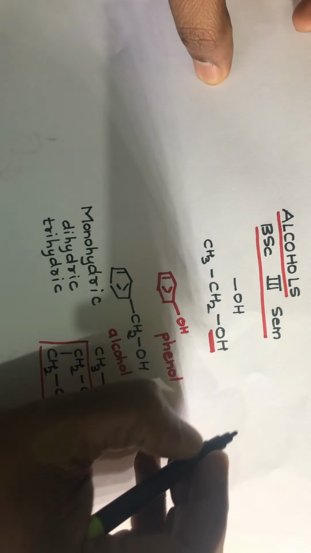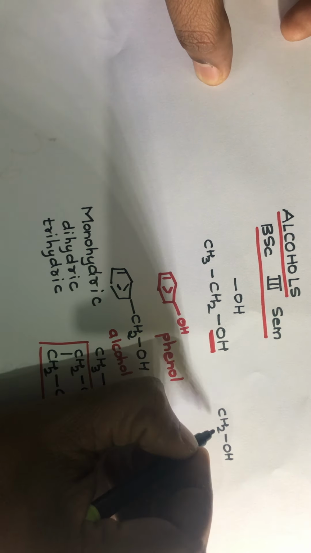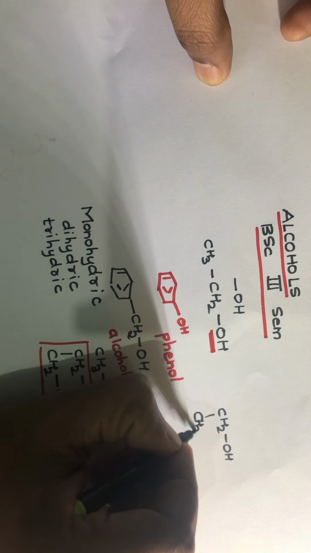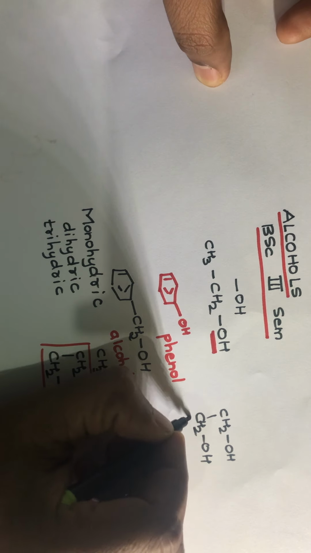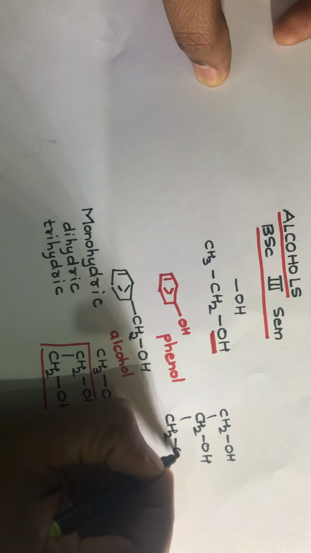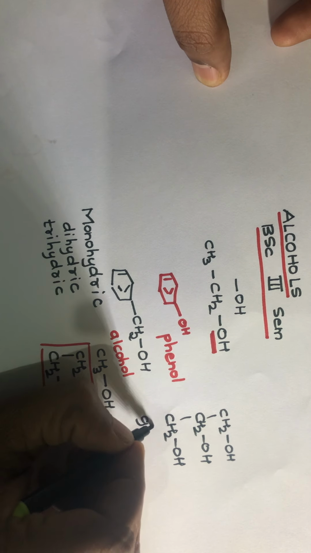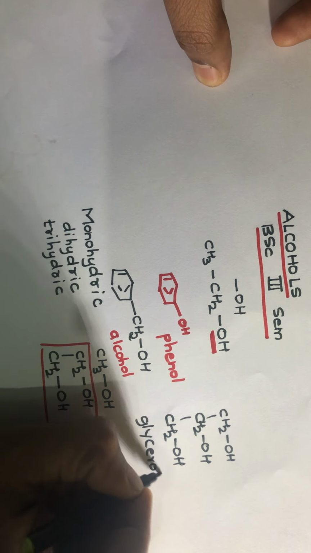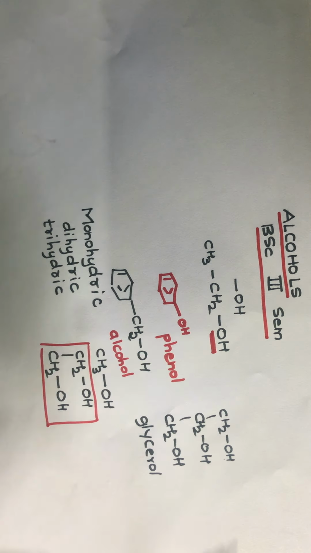If you want to give an example of a trihydric alcohol, this can be given. CH2OH, CH2OH, CH2OH. So the name of this molecule is glycerol. Common name is glycerol. So this molecule contains three OH groups, hence it is a trihydric alcohol. So based on the number of OH groups, we can classify these alcohols into monohydric, dihydric as well as trihydric.